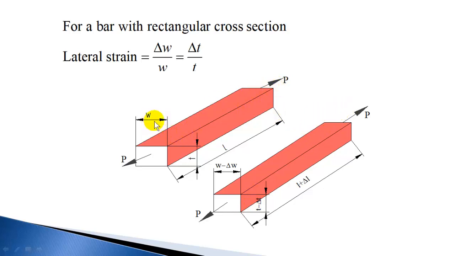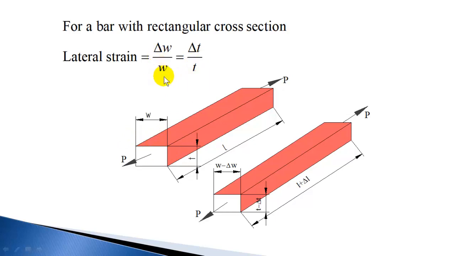The change in width divided by the initial width, delta W divided by W, will give the lateral strain. And similarly delta T by T also gives the lateral strain. Both the lateral strains will be the same. So delta W by W is going to be equal to delta T by T. If you calculate one of the lateral strains, the other is going to be the same.